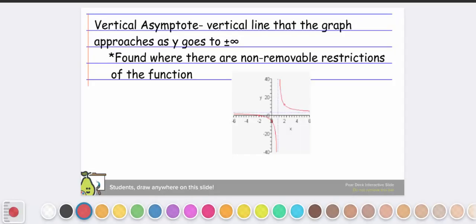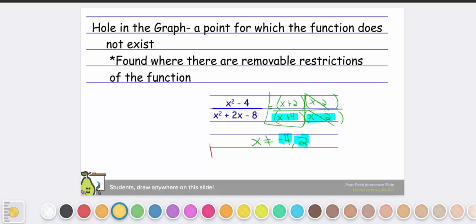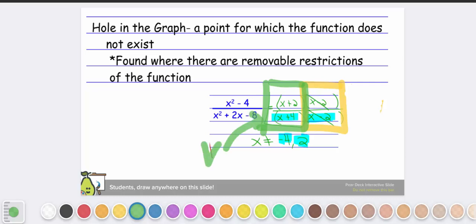So you know what? We call that a vertical asymptote. It's a vertical line that it approaches as y goes to positive or negative infinity, but never really reaches it. Okay, so it's found where the non-removable restrictions of the function are. Non-removable. Well, that doesn't really make any sense, but you've done a ton of factoring in this section and in this chapter, so here's where it finally comes together. We were able to factor a bunch of things out today. Okay, so this is going to be your VA.